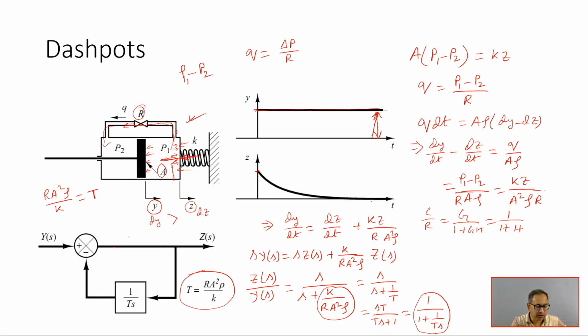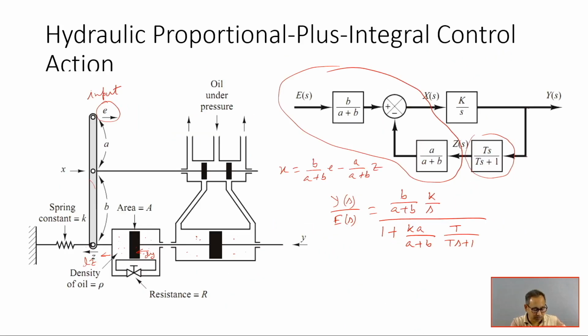Look at this side. This is your Ts by Ts plus 1. So this is K by s into Ts by Ts plus 1, and this s will be cancelled out. Again, this portion is considerably high compared to this one, so the 1 can be neglected. This can be almost equated to Kp into 1 plus 1 by Tis.